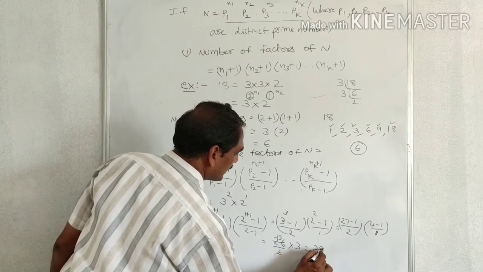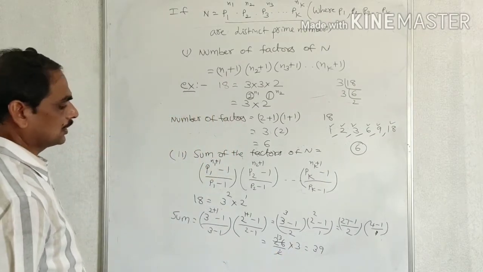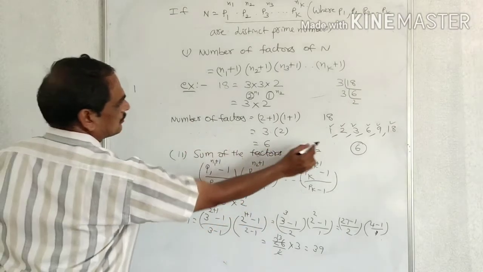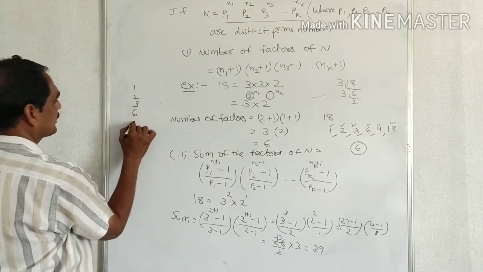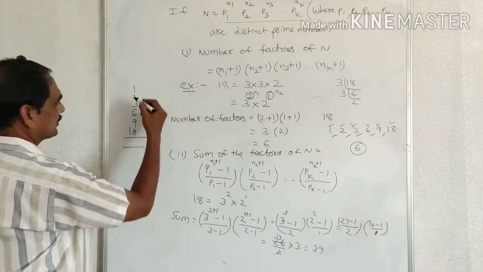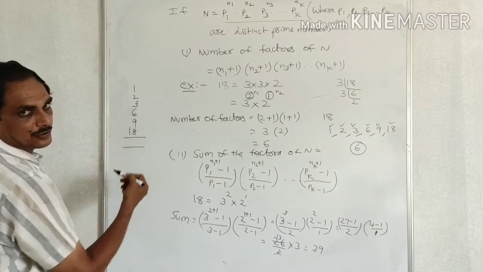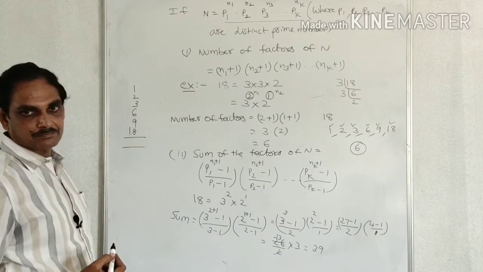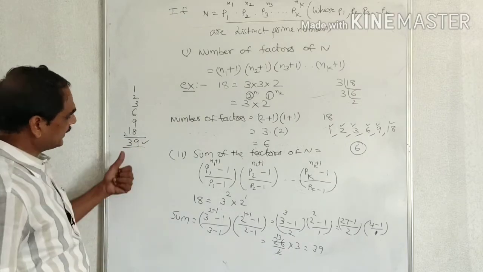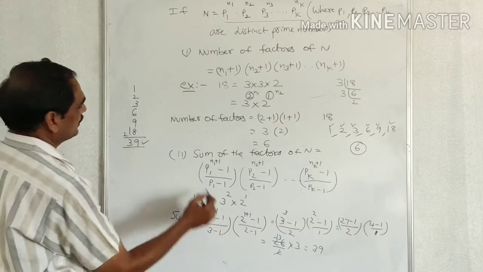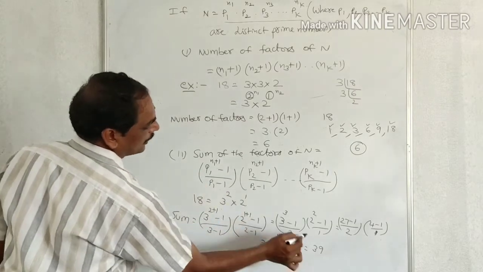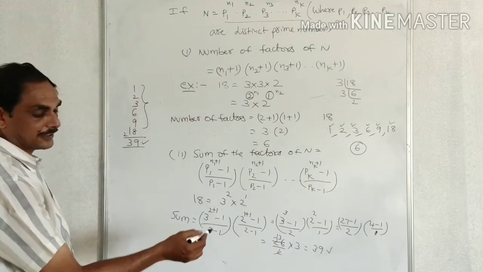2 ones are 2, 13 twos are 26, so that is equal to 39. Now we add the factors of 18: 1, 2, 3, 6, 9, 18. These are the factors and we find their sum: 1, 2, 3, 6, 6, 12, 12 and 9 is 21, and 18 is 39. So we get the sum of the factors as 39, both by adding the factors and by using this formula.